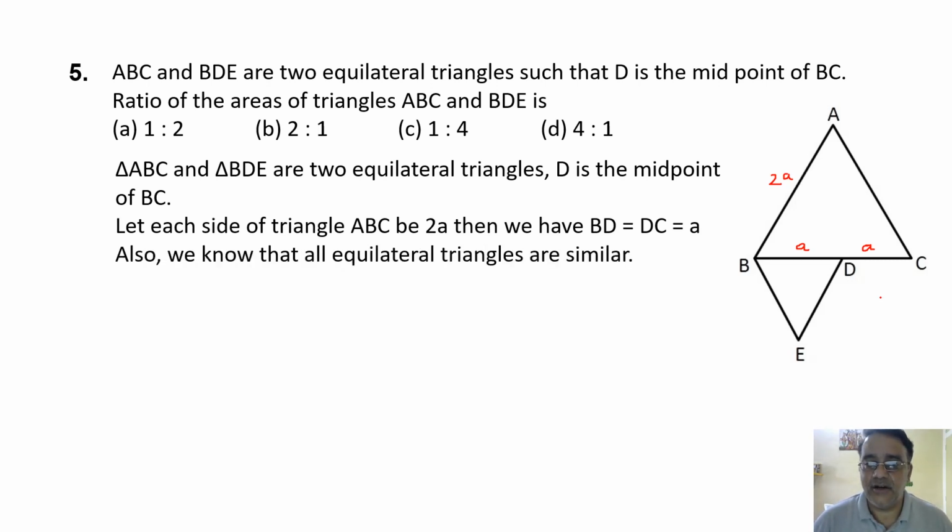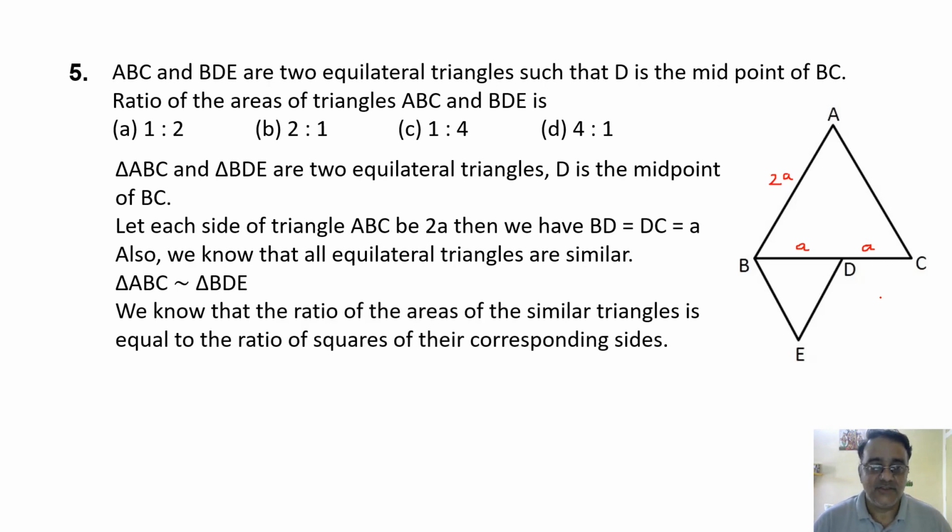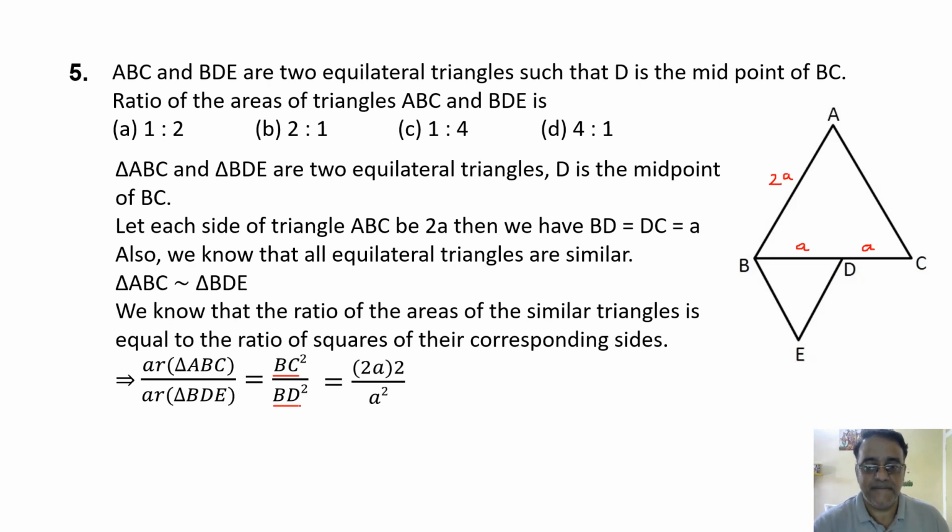Now we know that all equilateral triangles are similar, so we can use the theorem 6.6, that is the ratio of areas of two similar triangles is equal to the ratio of squares of their corresponding sides, right? So area of triangle ABC upon area of triangle BDE is equal to BC square upon BD square, and BC is 2A, right? BC यहाँ पे 2A है, and BD is A, so we are going to substitute, that is 2A whole square upon A square. So this 2A whole square will become 4A square upon A square. इसमें A square we can cancel, and we'll get 4 by 1.